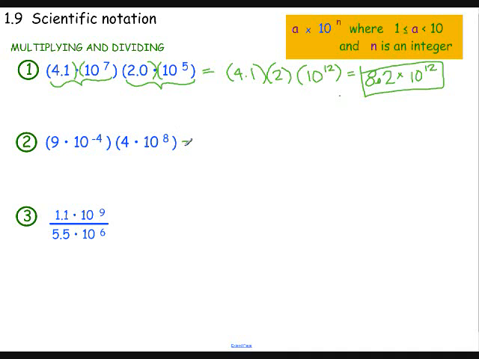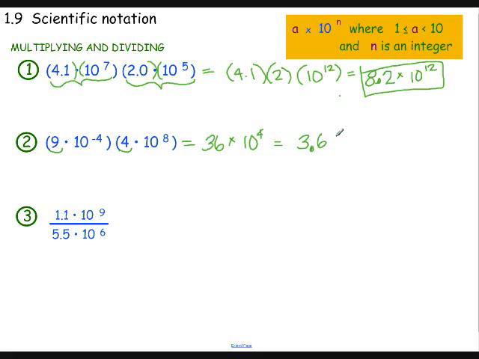Try that again. I'm going to multiply the numbers. 9 times 4 gives me 36. And then I'm going to say times 10 to what power? That's right, to the 4th power. Is this in scientific notation? 36. Nope, it isn't. What's wrong? It should be 3.6. So we need to re-express this to get it back into scientific notation.